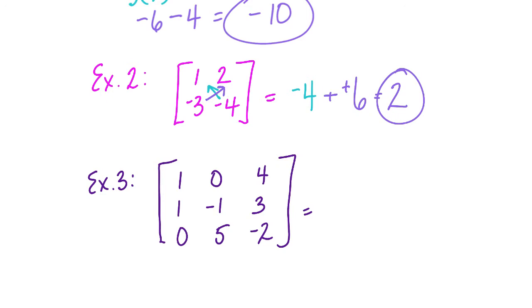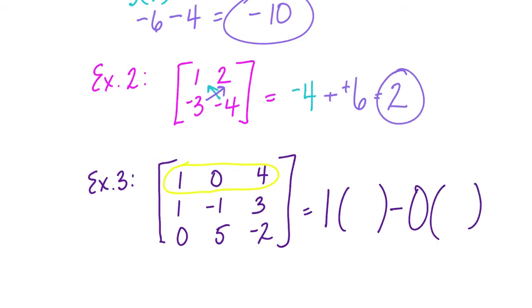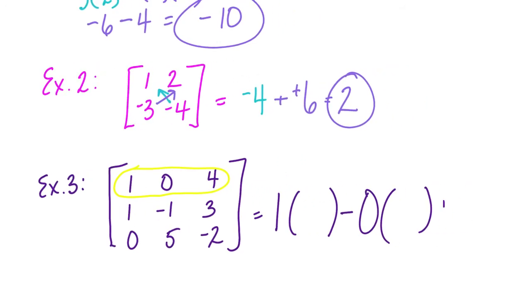All right, so the first thing we're going to do is look at this first row straight across. You see these numbers right here? I'm going to write those down as a 1 times something minus 0 times something plus 4 times something. Those somethings are going to be the determinants. We're going to fill these in with determinants of a 2 by 2, and I'm going to show you how to get those.